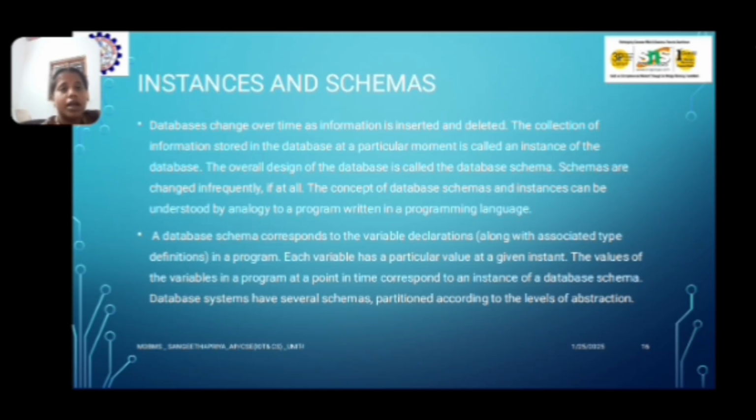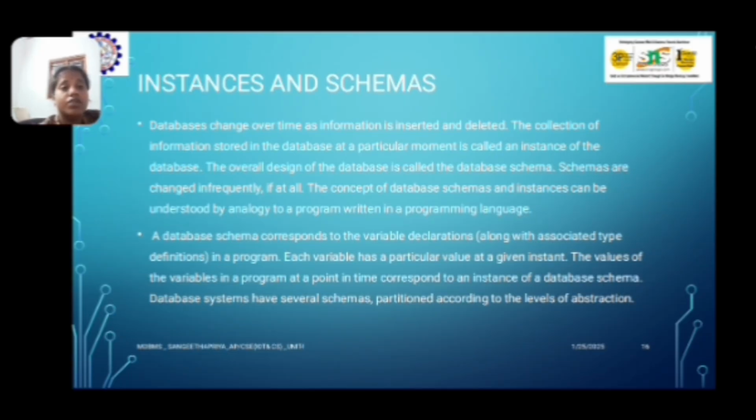Instance and schema. Databases change over time as information is inserted and deleted. The collection of information stored in the database at a particular moment is called an instance of the database. The overall design of the database is called the database schema. Schemas are changed infrequently, if at all. The concept of database schema and instance can be understood by analogy to a program written in a programming language. A database schema corresponds to the variable declarations along with the associated type definitions in a program. Each variable has a particular value at a given instant. The value of the variables in a program at a point in time corresponds to an instance of a database schema.